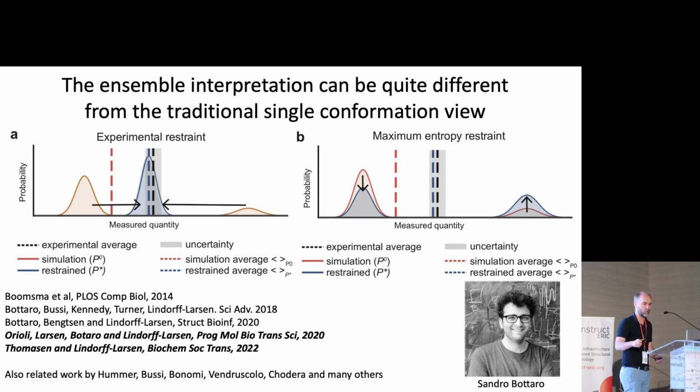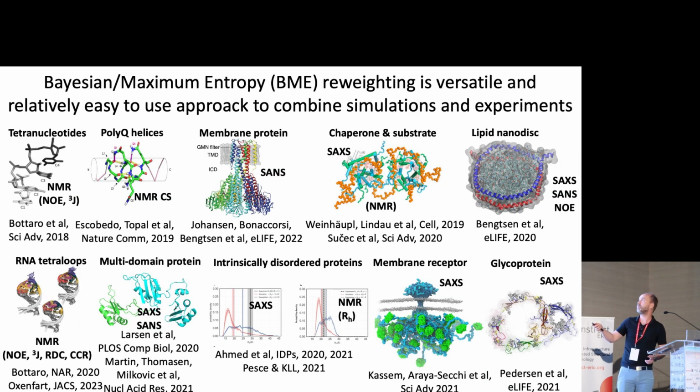And we've done this in some code that we call Bayesian maximum entropy reweighting. There are some typos here because I changed my slides last minute, but it's basically a tool set that allows you to run molecular dynamics simulation, have some data, put it in a coherent framework and get out conformational ensembles, and it's relatively easy to use.